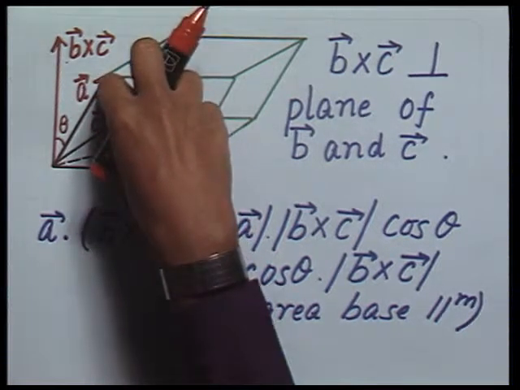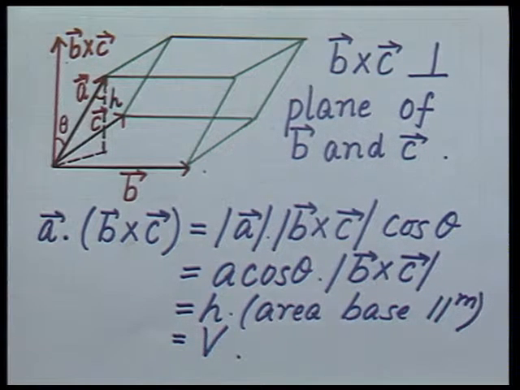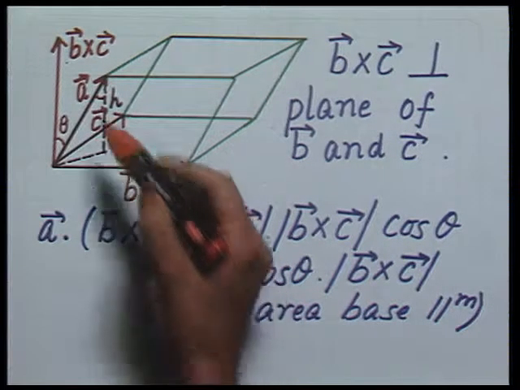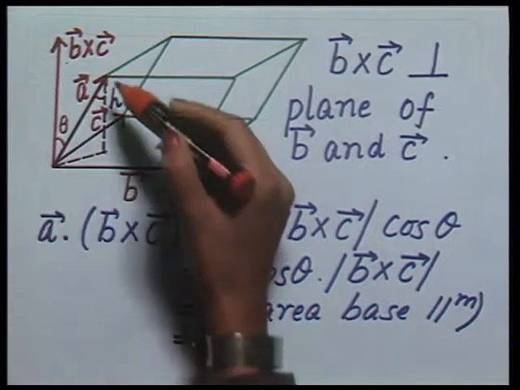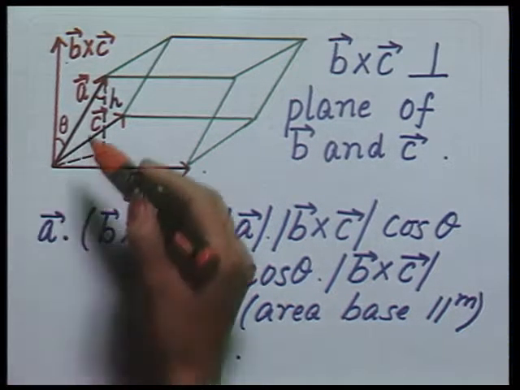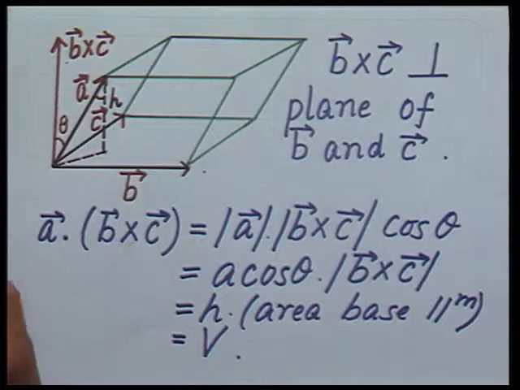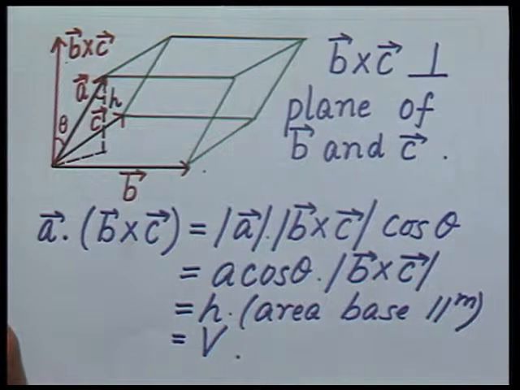Then we can see that the angle between A and that perpendicular will also be theta, because B cross C is parallel to that perpendicular. Let the height of that perpendicular be h. That is called the height of the parallelepiped. Now we can see, since this angle is theta, therefore h is equal to A cos theta, being the adjacent side.